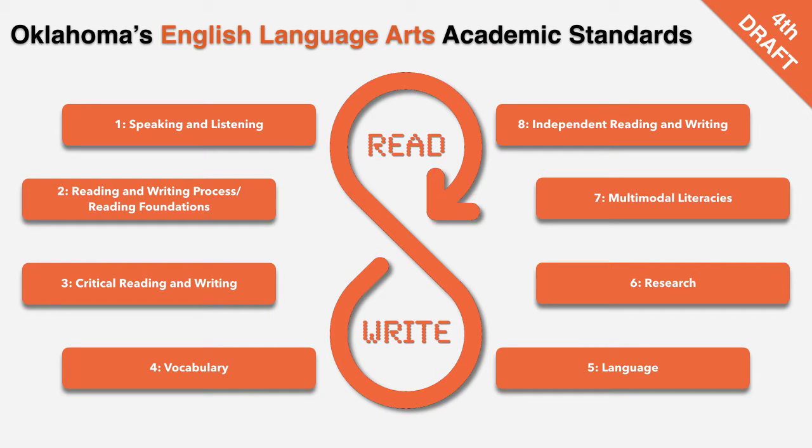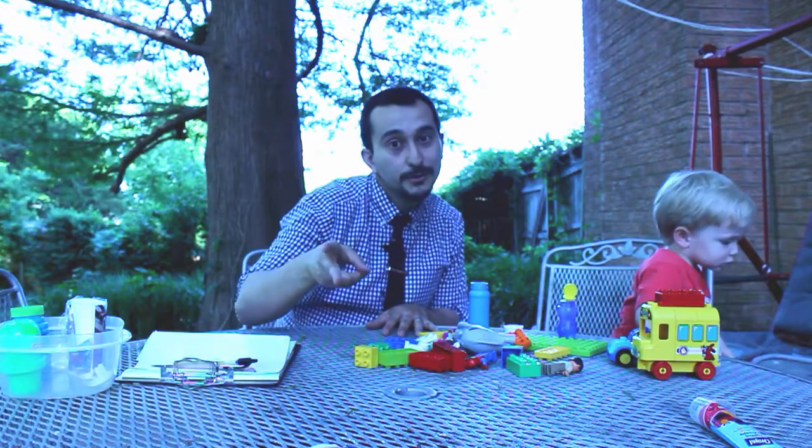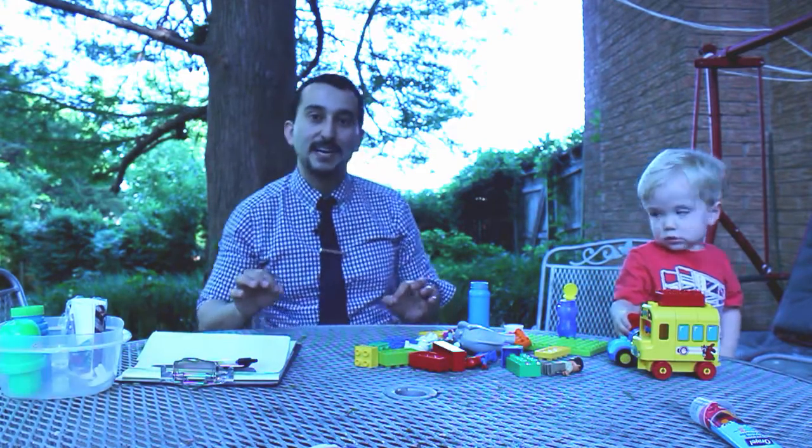So in the first module, we really went over the structure of the new English language arts standards. And this is chapter 2 of a series all about the new Oklahoma academic standards for English language arts. In this chapter, we want to talk about this concept of bundling the standards together in order to support lesson writers and curriculum developers.